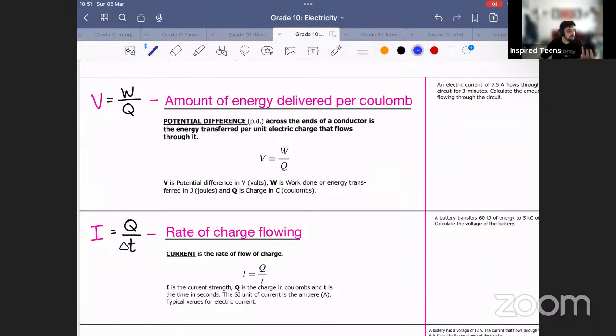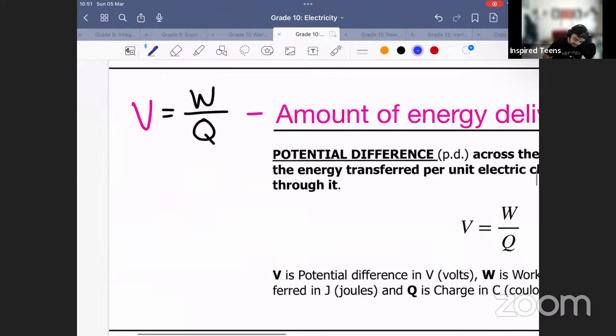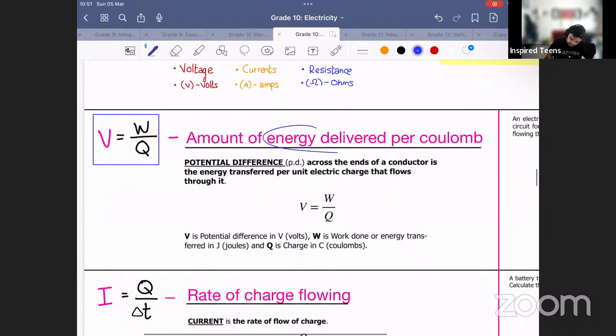Let's talk about voltage. Voltage, or potential difference, has a defining formula. It's equal to W over Q. It's the amount of energy delivered, so W is actually work per coulomb, work divided by charge. When I say it's the defining formula, it's the formula that gives us the definition. So voltage can be defined as the amount of energy delivered per coulomb.